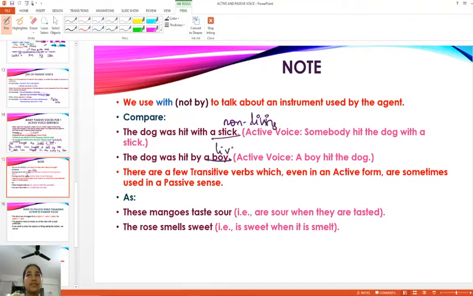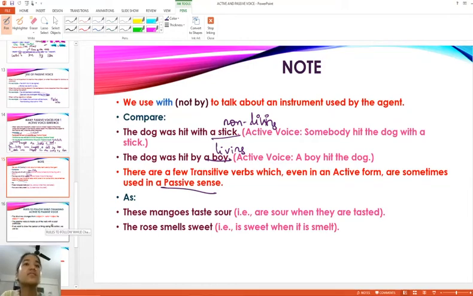Okay, so there are a few transitive verbs which even in an active form are sometimes used in a passive sense. For example, these mangoes taste sour, meaning they are sour when they are tasted. The rose smells sweet, meaning it is sweet when it is smelled. That means when we do the action, that time the result comes. Okay, that means they are used in a passive sense. These mangoes taste sour. The rose smells sweet.